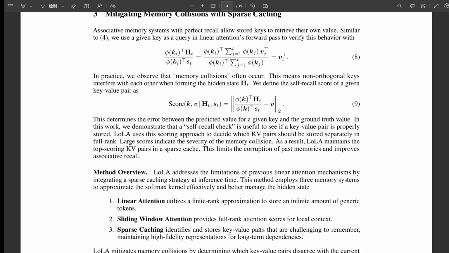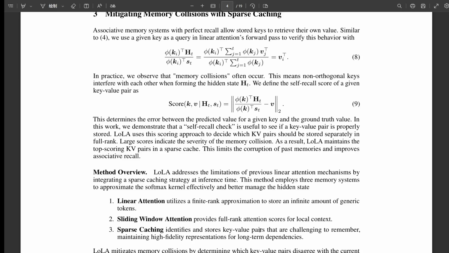So it's like it's constantly checking each piece of information. Are you represented well by my general summary, my hidden state? And if the answer is no, it says, okay, you're special. You go into this high precision storage, the sparse cache. That's the core of the academic contribution around the memory management, yes.